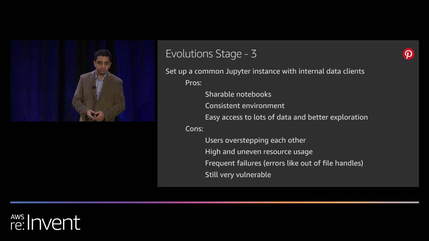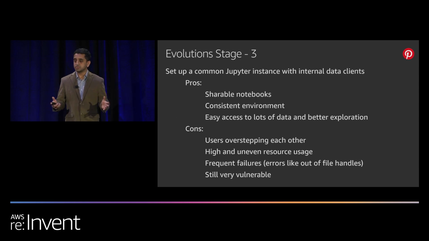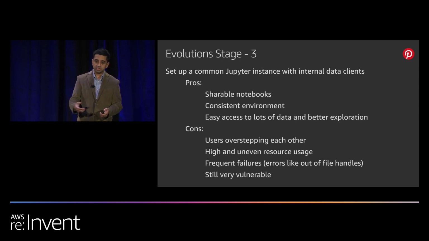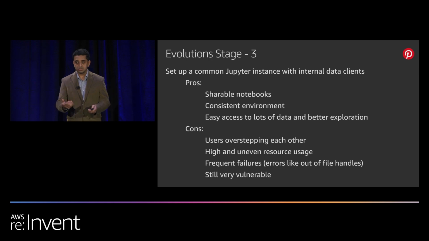Stage 3, this is where you have a global instance of Jupyter in your organization, and you have a common shareable EFS, and everybody is able to see the same notebook, and they are sharing the memory space. So if you run a notebook, another person goes and sees the notebook, they're actually working on the same notebook, same memory space. And so the ease of access is now much more, and better exploration. The limitations are that users are now overstepping. Since more than one person is accessing the same notebook at the same time in the same memory space, they are overstepping each other.